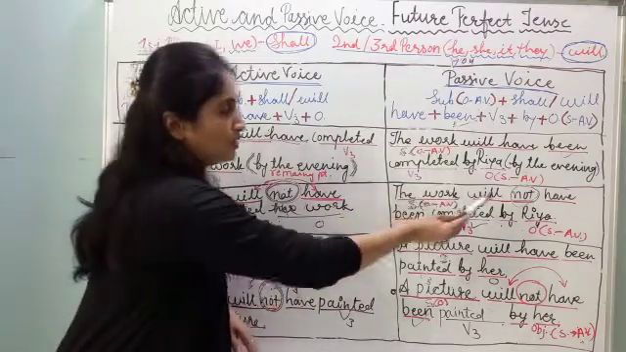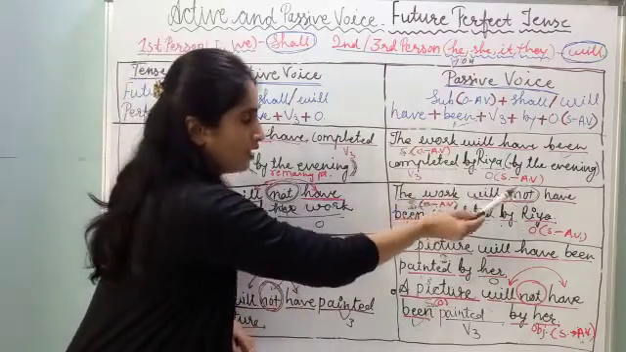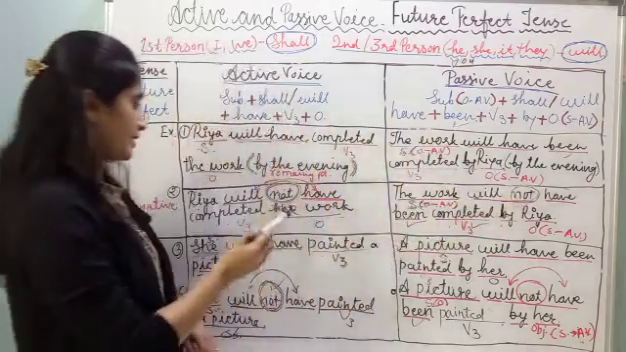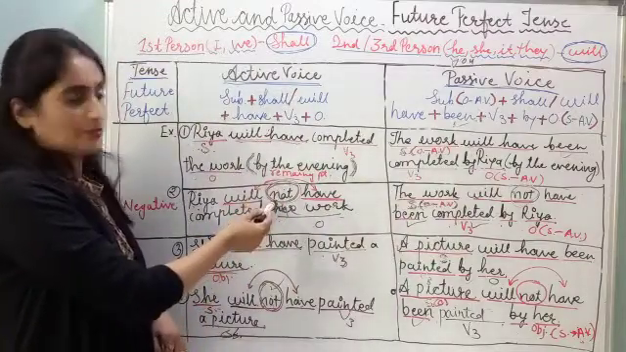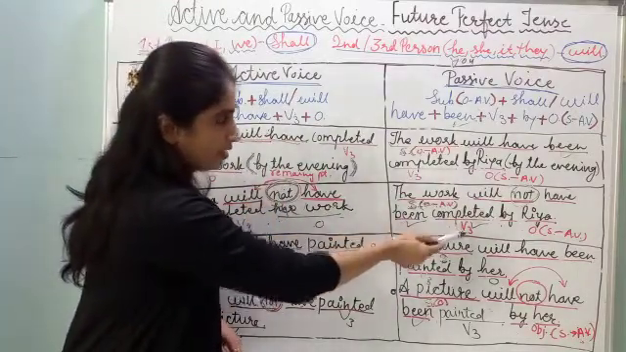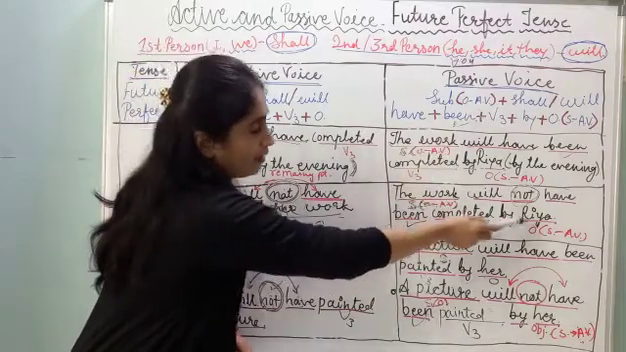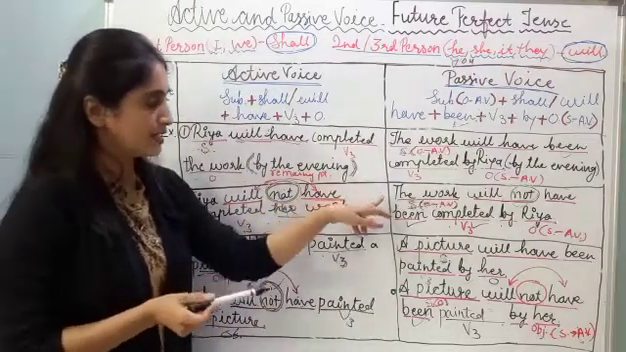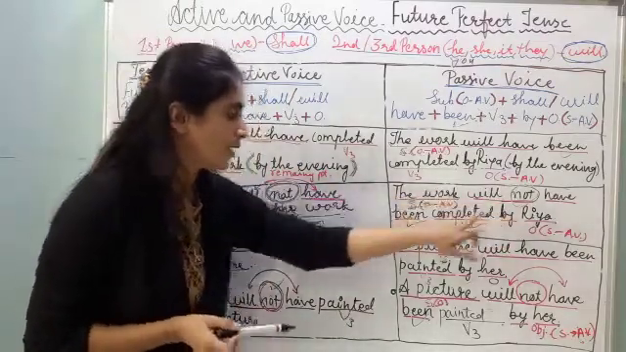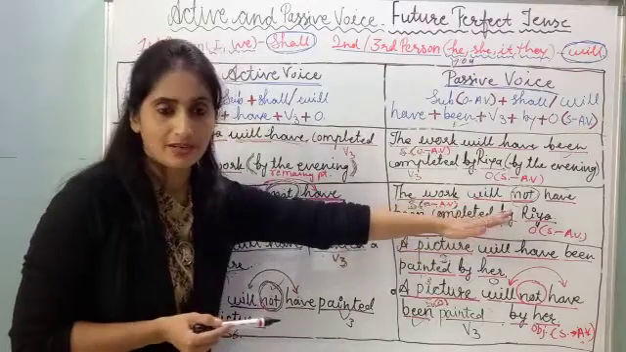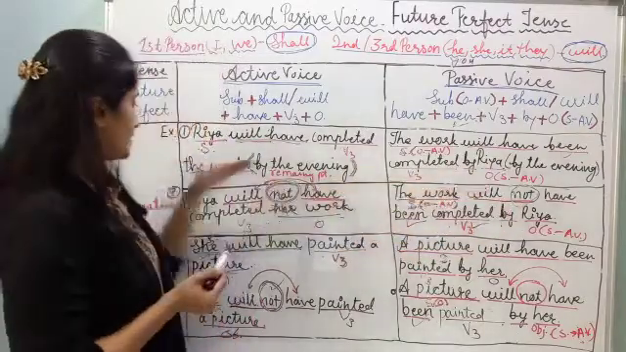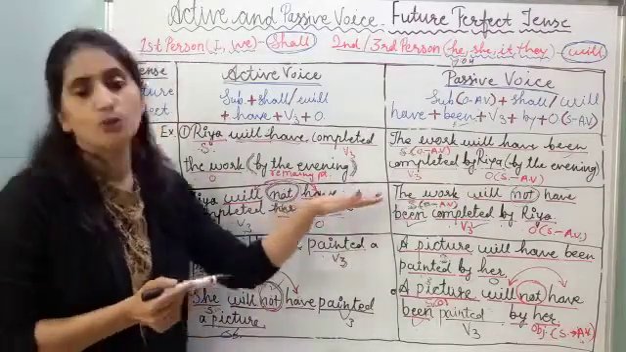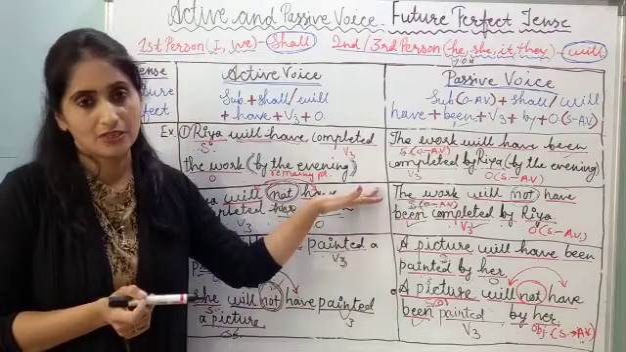See here. Then what? According to structure, will have been, and in between will come not, as there is not in the sentence. Okay. Then what? Been, then completed, that is V3, then by, and then Ria. Ria is the subject here. So the sentence will be converted as: the work will not have been completed by Ria. Okay, is this clear? One sentence is affirmative and the second one is negative. Here we just have to make use of not and the sentence becomes negative.